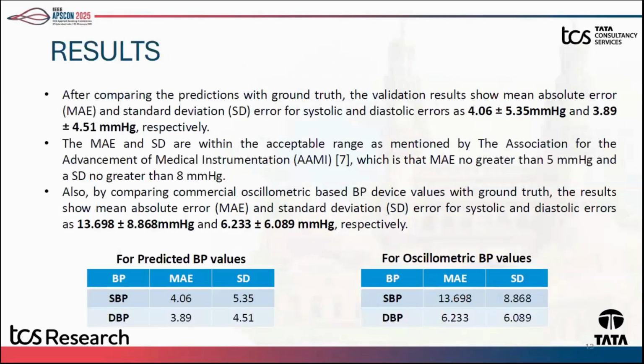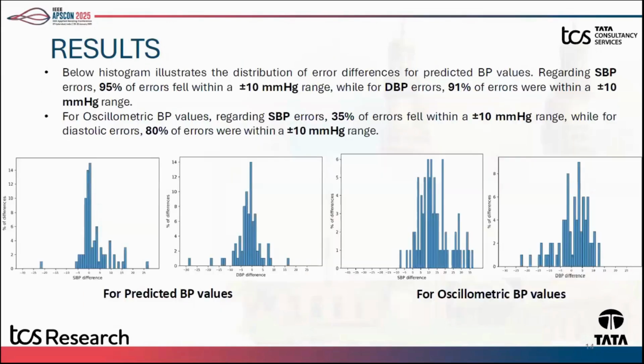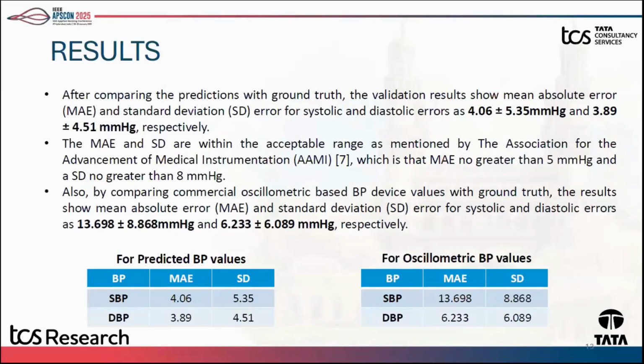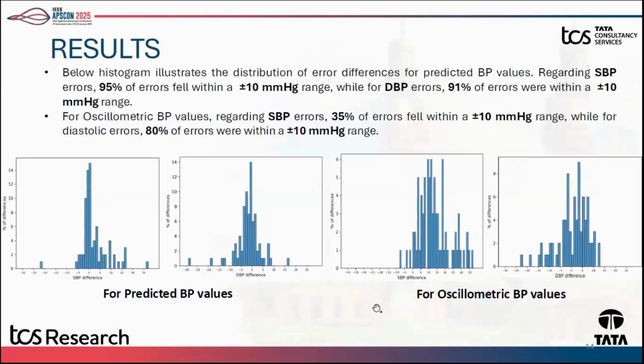We compared this with the ground truth for both the predicted BP values and the oscillometric BP devices, and these are the results. According to the Association for the Advancement of Medical Instrumentation, it falls within the acceptable range, which is a mean absolute error of not greater than 5 mmHg and a standard deviation of less than 8 mmHg. Just to point out, for oscillometric BP devices, the mean absolute error for systolic BP is much higher, and these are the error distributions.